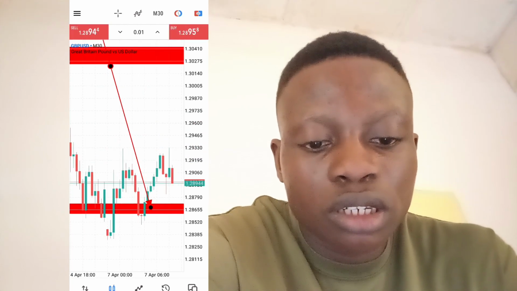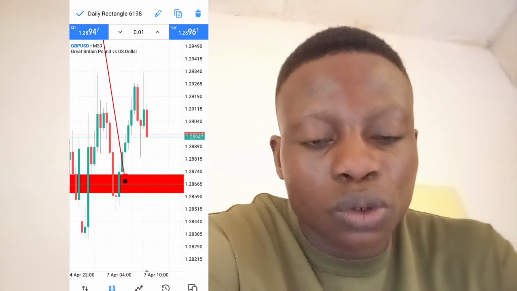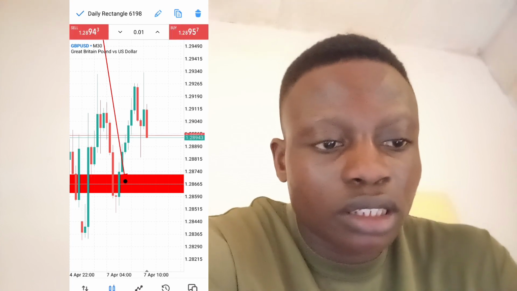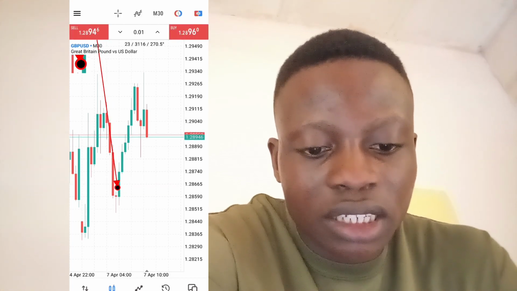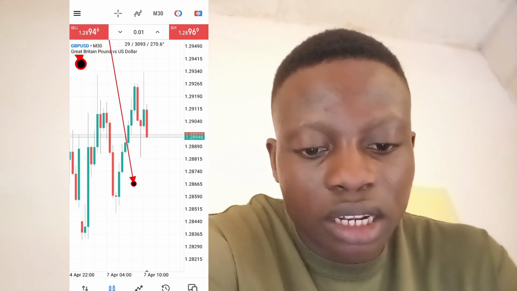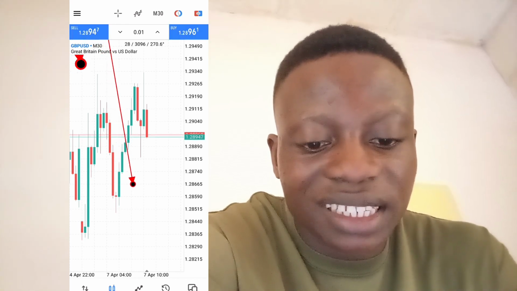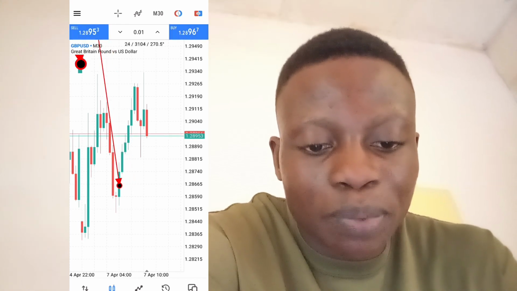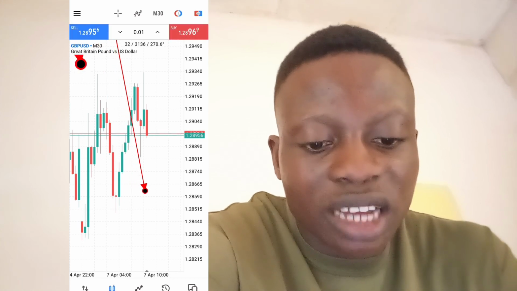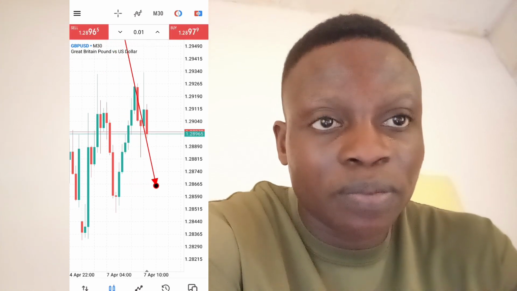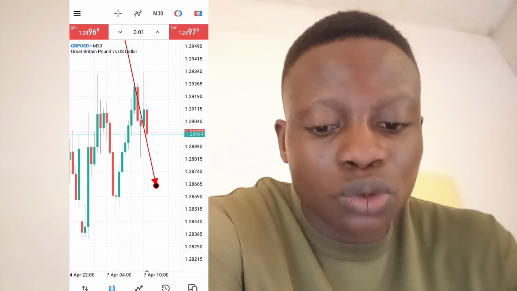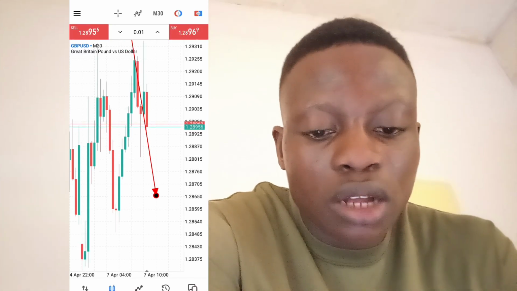So let me delete this horizontal line. Then you guys will see what I'm waiting for. This is the area I'm waiting for the market to mitigate, to tap in. Then immediately, if it taps in and I see an engulfing candle on the 15-minute time frame, then I'll enter for a buy. So you guys will see how everything will go.